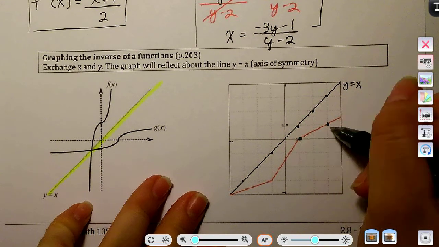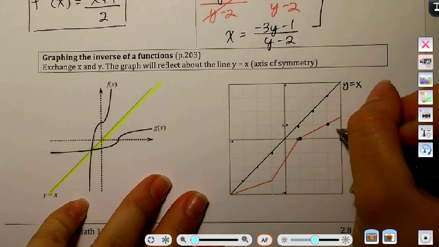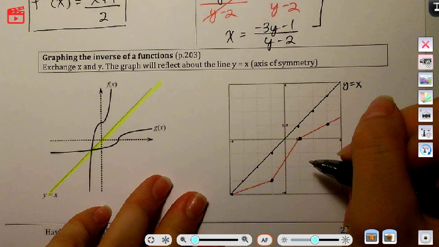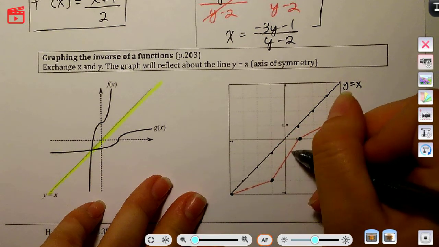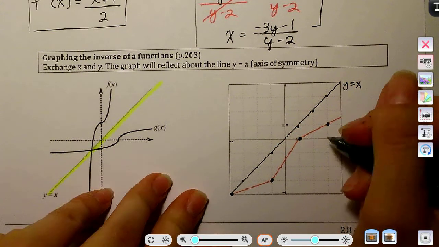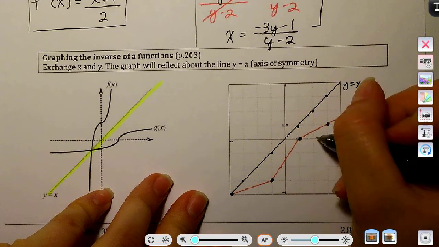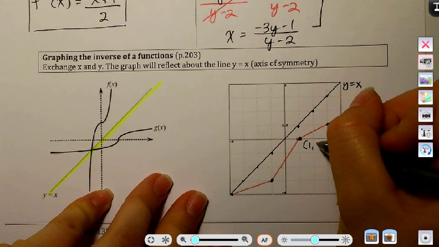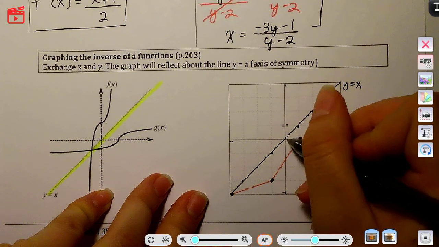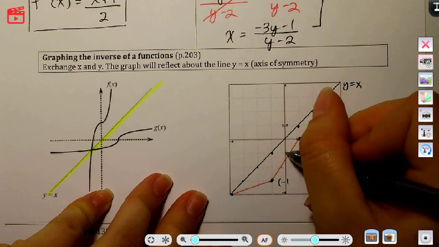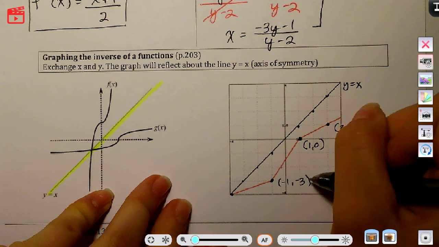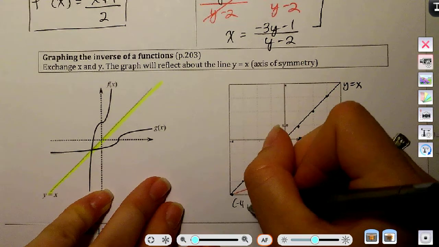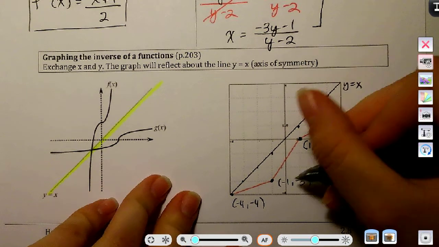So right now I'm just finding the points I can actually identify to make it easier to swap. Okay, these ones look like the points I can identify. So what is this point? That is 3, 1. This point is 1, 0. And this point here is negative 3, negative 1. And the last point is negative 4, negative 4. Okay, so these are all the points.